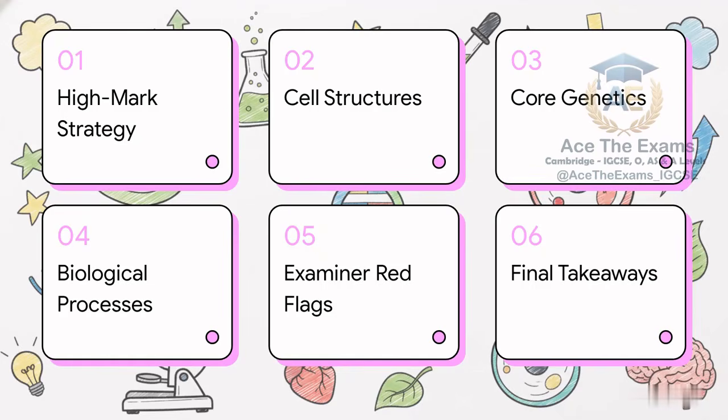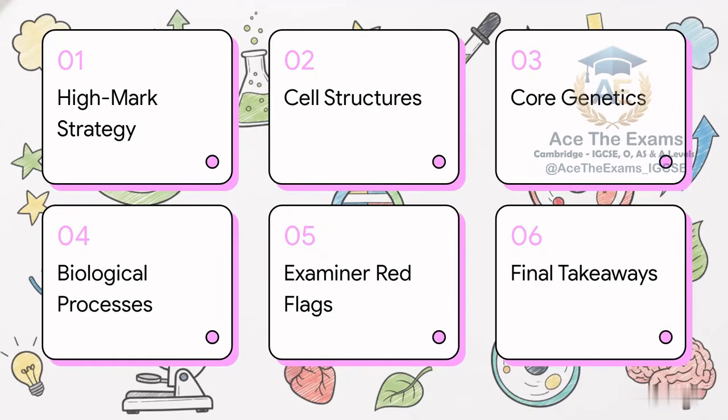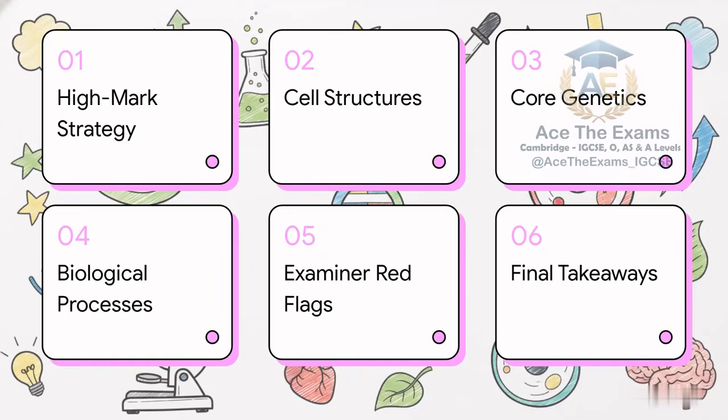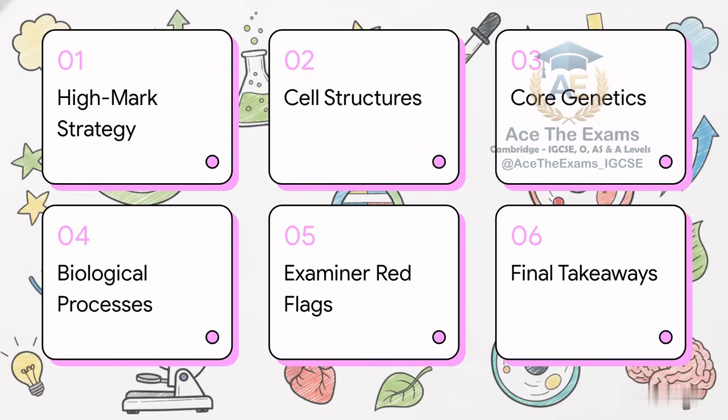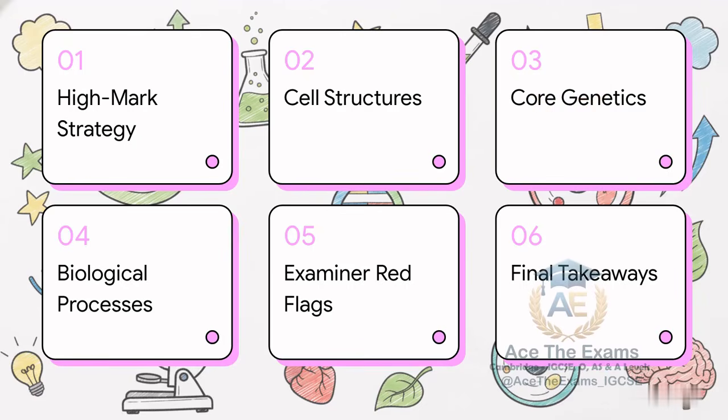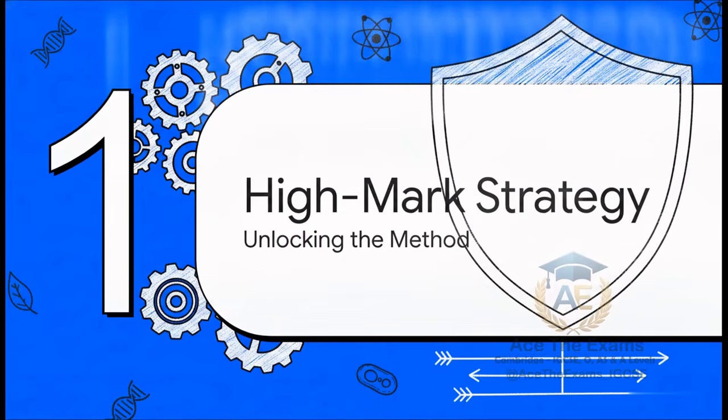Here's our roadmap for today's explainer. We'll be covering the high-mark exam strategy, jumping into case studies on cell structures, core genetics, and biological processes, then highlighting top examiner red flags and wrapping up with some final exam takeaways. Okay, Section 1, the high-mark exam strategy.